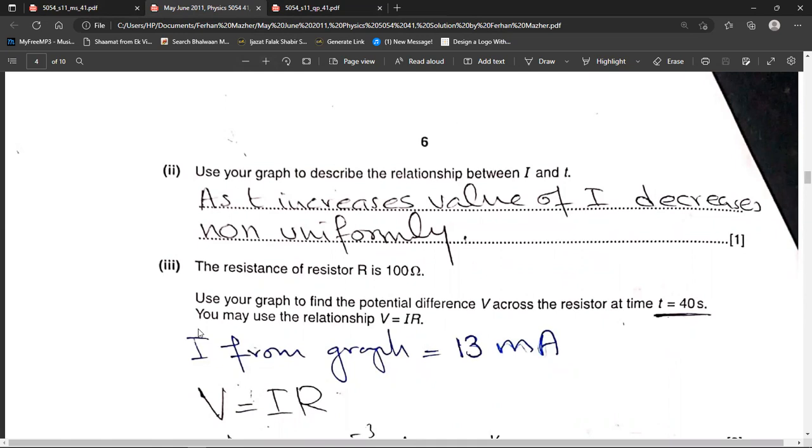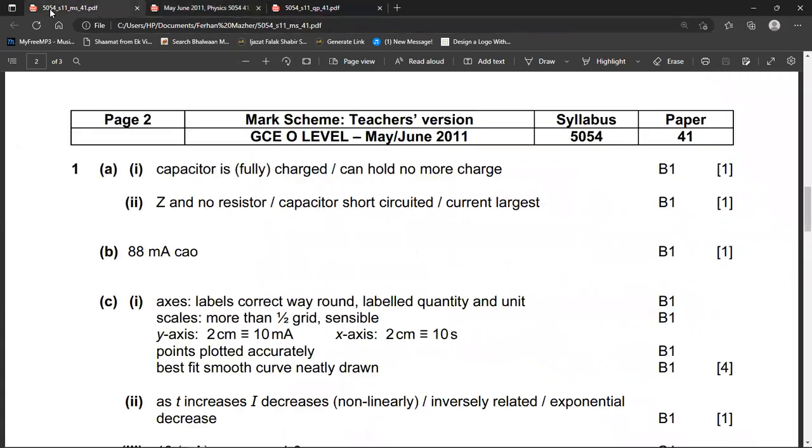The reason is when I doubled the time, the I value has not become half. So if from 10 seconds, I take the time to 20 seconds, the time has become double. If the current will become half, then I will say the word inversely proportional. Otherwise, no. Then I will simply say, okay, as T increases, the value of I decreases non-uniformly. I hope you understand.